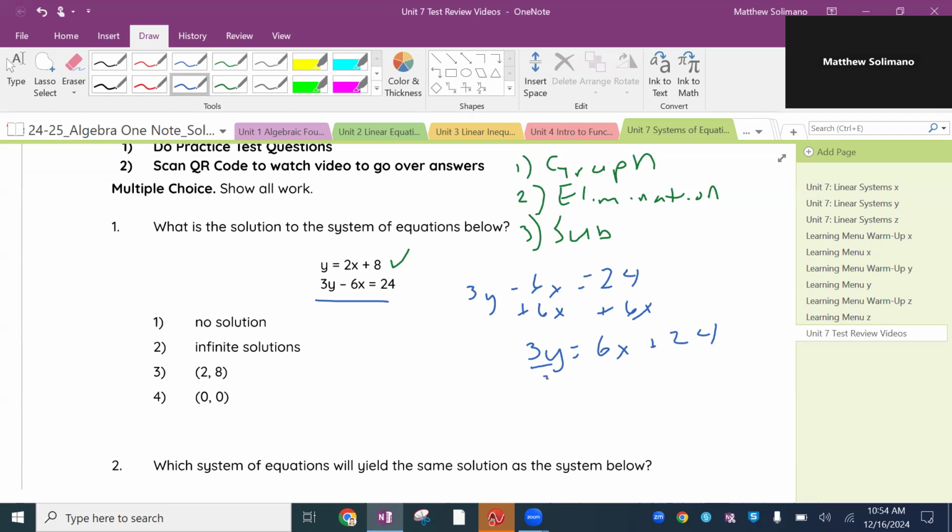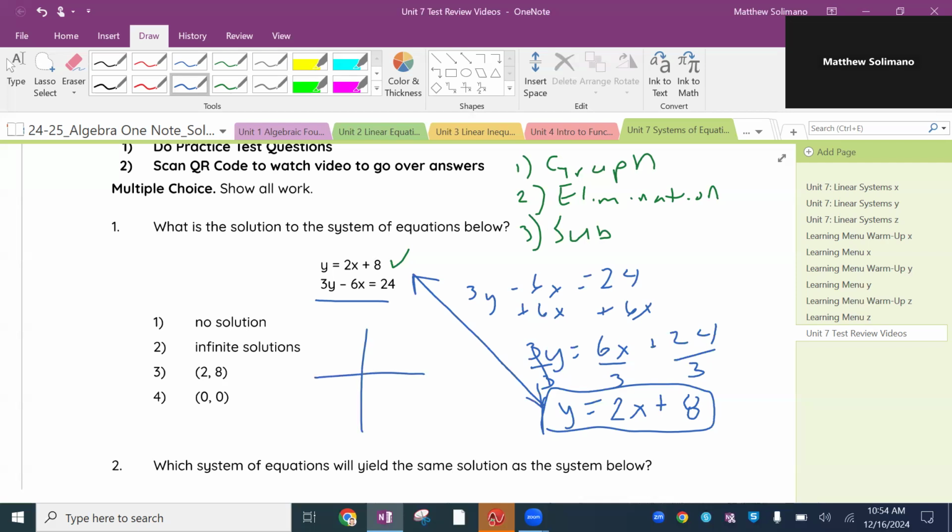All right, 3 times y, I got to divide all these terms by 3. So y equals 6 divided by 3 is 2x. 24 divided by 3 is 8. So 2x plus 8. This is the equation in y equals mx plus b form. And I noticed something kind of weird. It is the exact same equation as the first one. So it's going to be the exact same line.